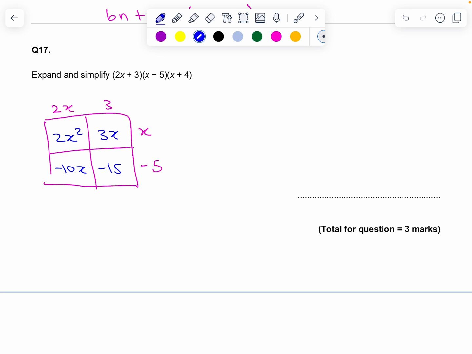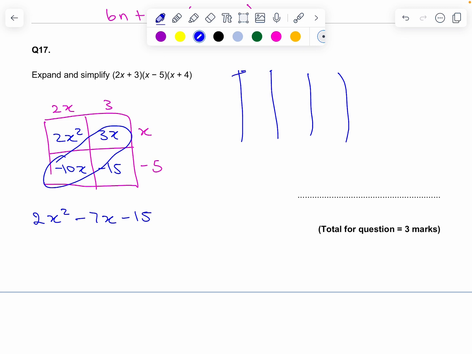Then gather like terms. So you've got 2x squared, and minus 10x plus 3x is minus 7x. And then you've got the minus 15. Then draw yourself a bigger grid. And we're going to take what we just had, the 2x squared, the minus 7x, and the minus 15, and we're going to multiply it by the last bracket, so x plus 4.